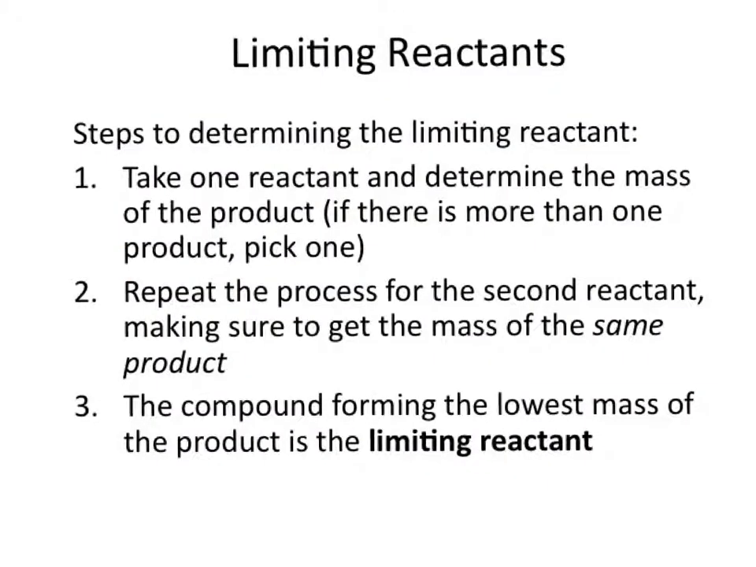The steps we need to consider when we're determining the limiting reactant is that you need to take one reactant and determine the mass of the product one at a time. We have to do this for every reactant that's given the mass until we find the limiting reactant, the one that can make the least amount of the product.